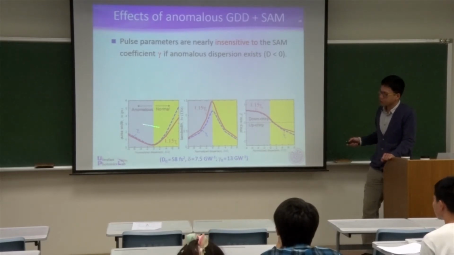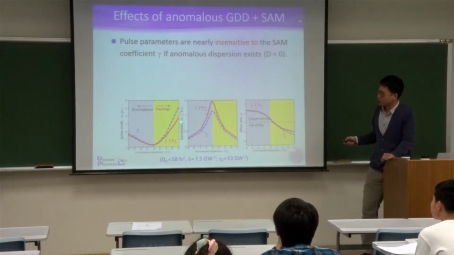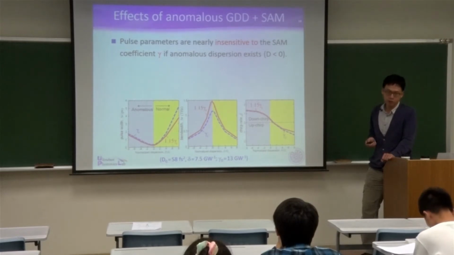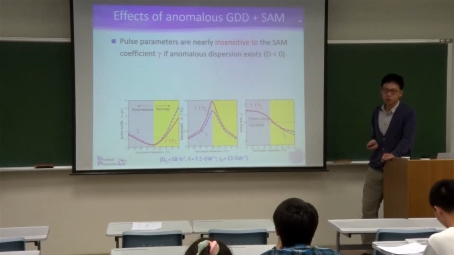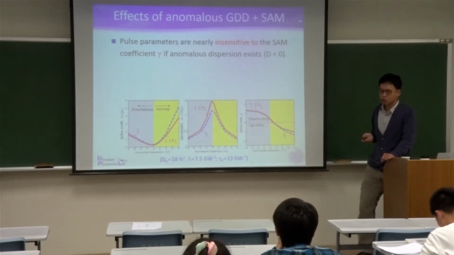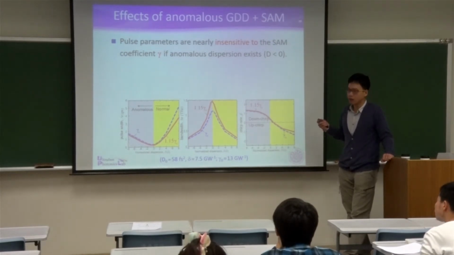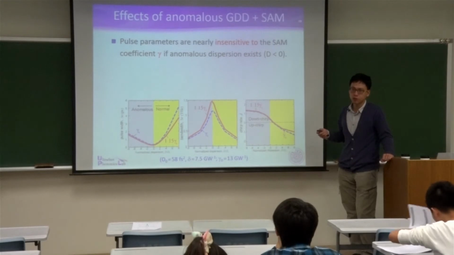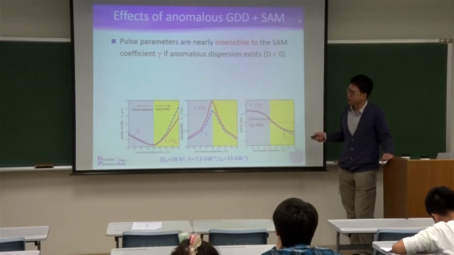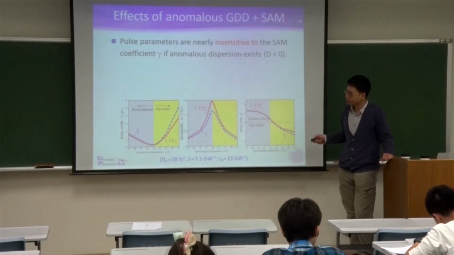In the right half, meaning the normal dispersion area, you see the two curves are separated. And the blue one is worse than the red one because the blue one corresponds to broader pulse width. So it's quite intuitive, because when the SAM coefficient is larger, the pulse shortening effect is supposed to be larger. So you can have shorter pulse width, the red one.